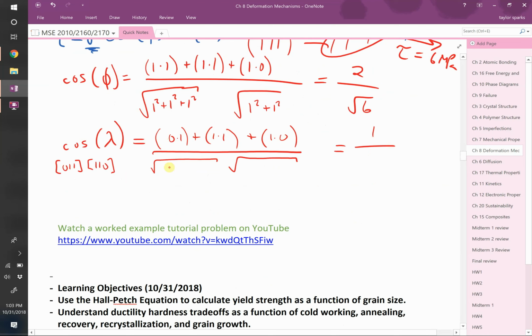Then in the denominator, we've got 1 squared plus 1 squared, and we've got 1 squared plus 1 squared. So this is going to be root 2 on the bottom. Root 2 times root 2 is just 2. So the cosine is one half. Alrighty, we plug that in.